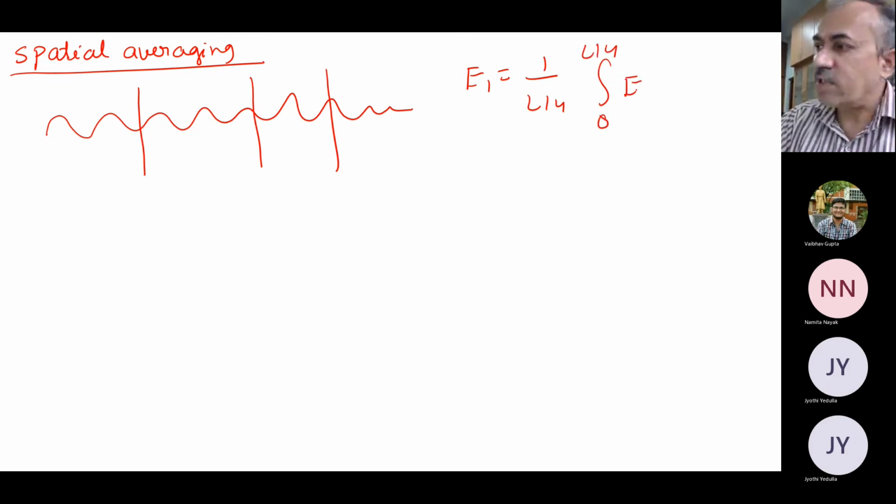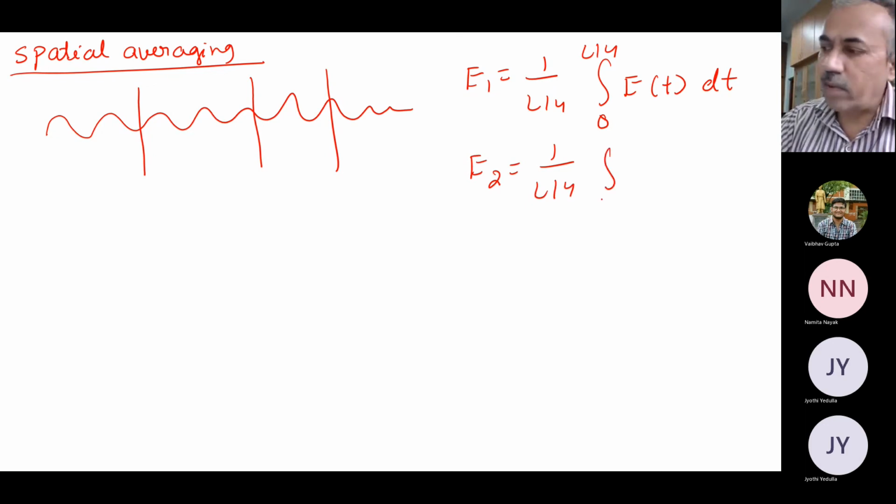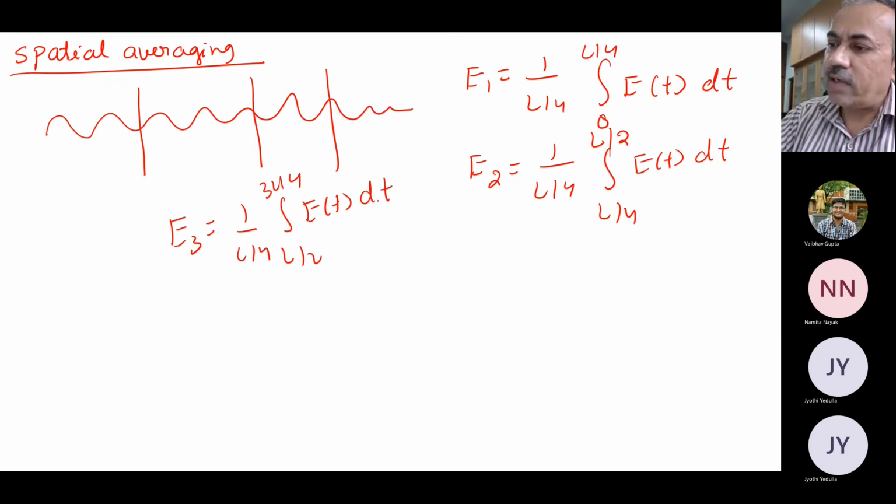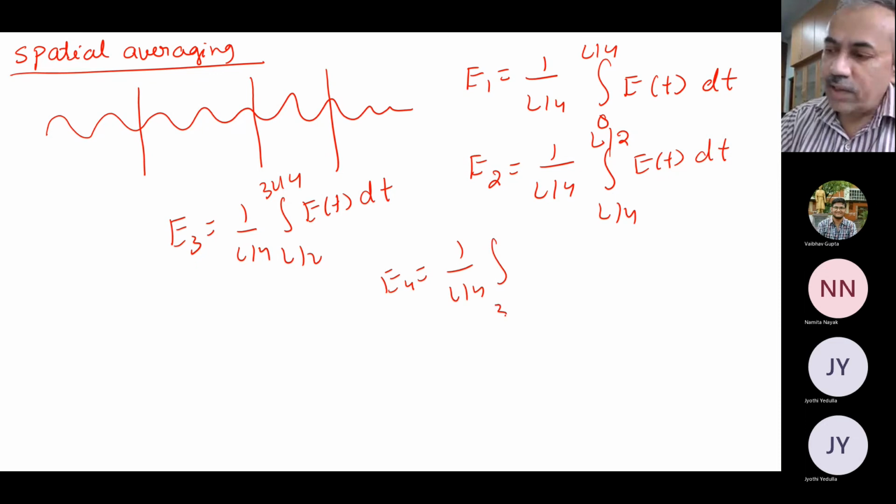Now your Young's modulus is a function of space, so E of t dt. Now E2 is 1 by L by 4, and this remains the same, from L by 4 to L by 2, E of t dt. And then E3 is 1 by L by 4, from L by 2 to 3L by 4, you integrate this term, E of t dt. Then E4, 1 by L by 4, from 3L by 4 to, sorry, L, the last element, so E of t dt.